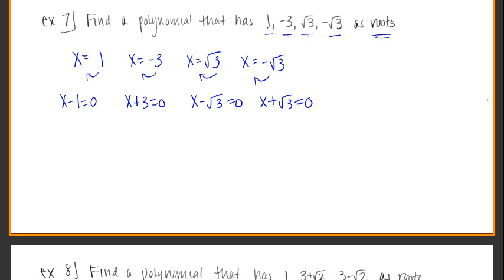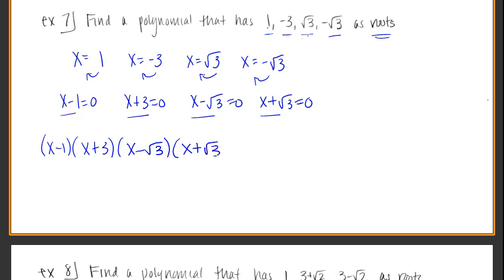Since all of these are equal to 0, what I'm going to do now is take the product of all of them. So x minus 1 times x plus 3 times x minus the square root of 3 times x plus the square root of 3, all of that equals 0. And let's start right here. If I gave you this as a polynomial and said find the x-intercepts, wouldn't you just go back to that step and then to that step? So you can all see we're just going backwards. All we have to do now is multiply these four parentheses together, and we've got a polynomial.